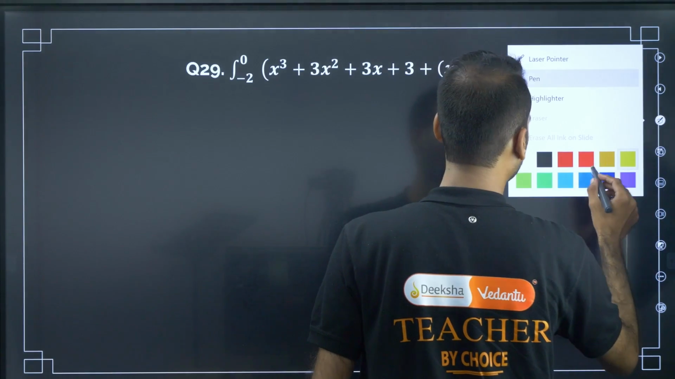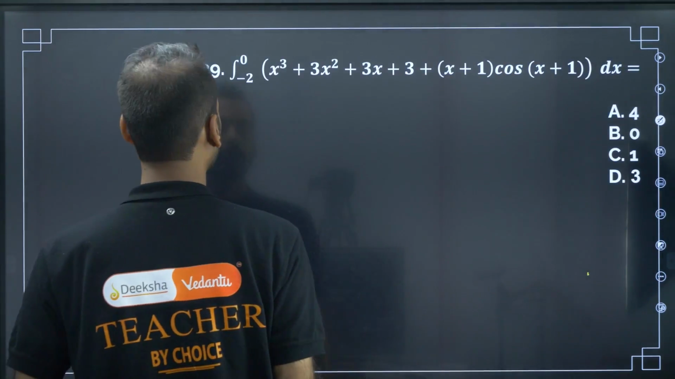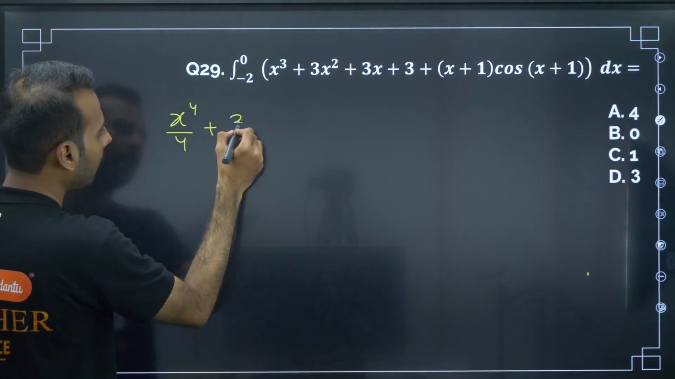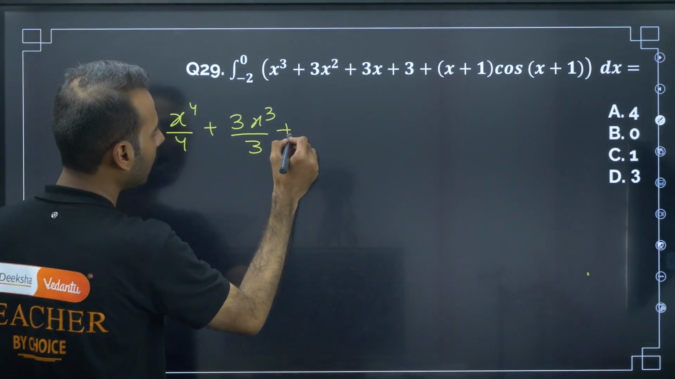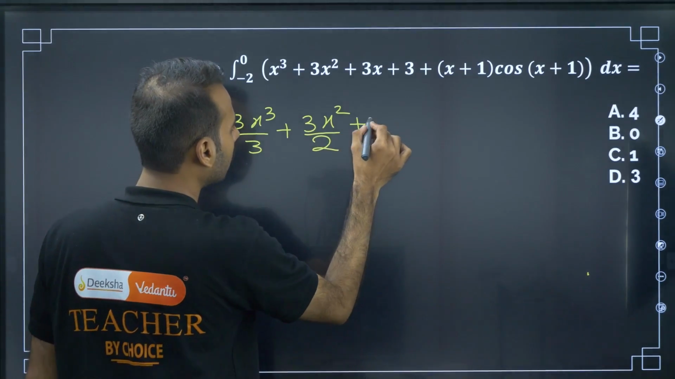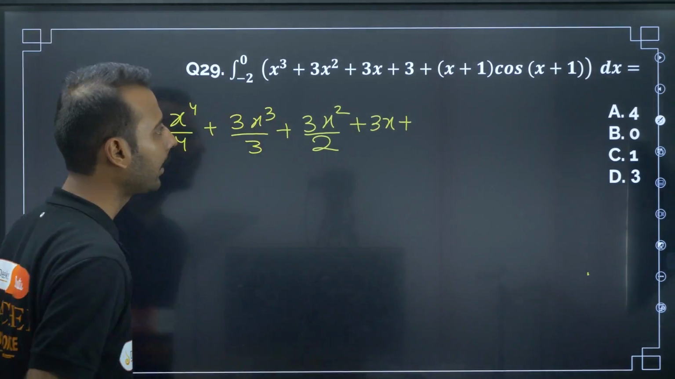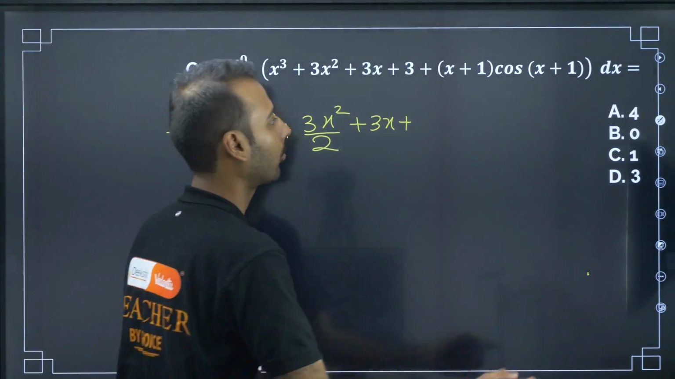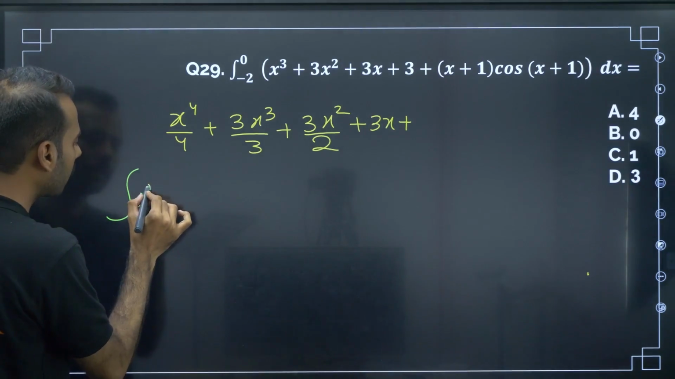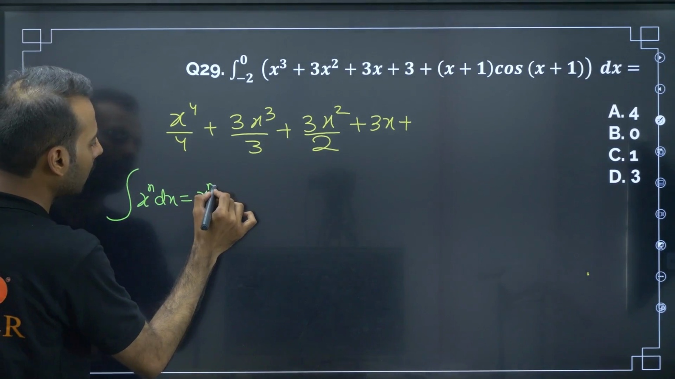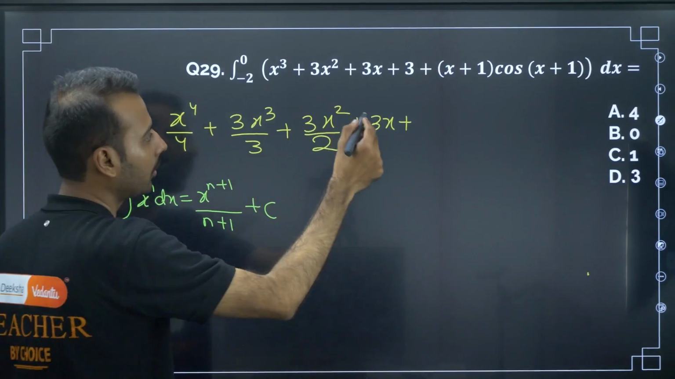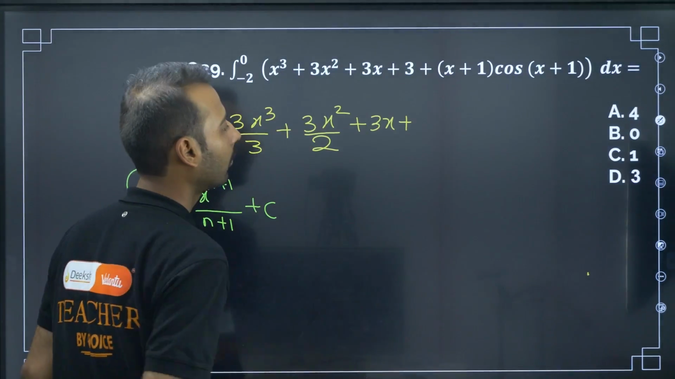So we have to integrate this. They have given some integration: x cube is x4 by 4 plus 3 x3 by 3 plus 3 x square by 2 plus 3x plus integration of this. See here, I am using one formula, based on one formula all this. I hope the students who are watching this are already aware of this. Integration of x raised to n dx is equal to x raised to n plus 1 by n plus 1 plus c. So x raised to 3 means x raised to 1. So all this.